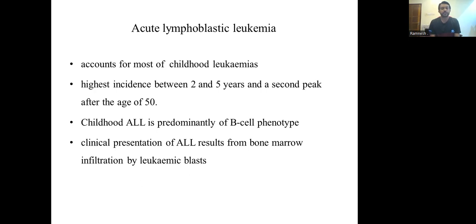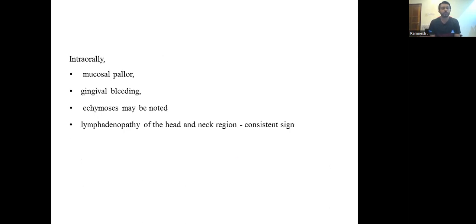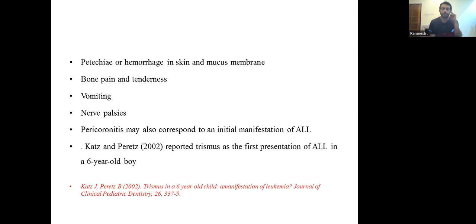The clinical presentation results from bone marrow infiltration by leukemic blast cells. Oral manifestations: early symptoms are associated with pancytopenia, fatigue, dyspnea, fever, pallor, weight loss, and bleeding. Intraorally, we can see mucosal pallor, gingival bleeding, ecchymosis, lymphadenopathy of the head and neck region, which is a consistent sign, petechiae or hemorrhage in skin and mucous membrane, bone pain and tenderness, vomiting, nerve palsies. Pericoronitis may also correspond to an initial manifestation of acute lymphoblastic leukemia.